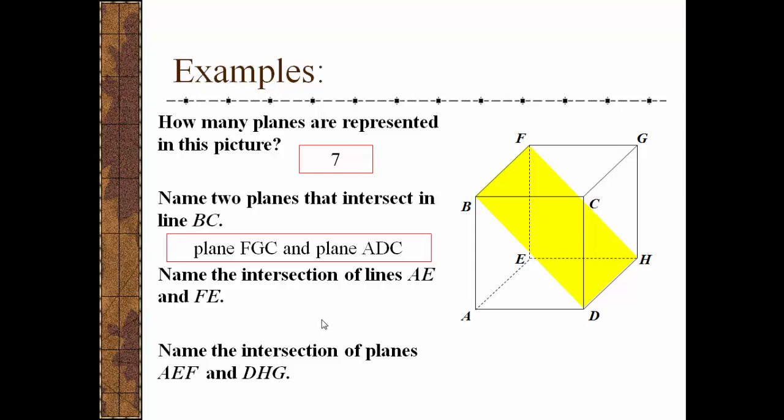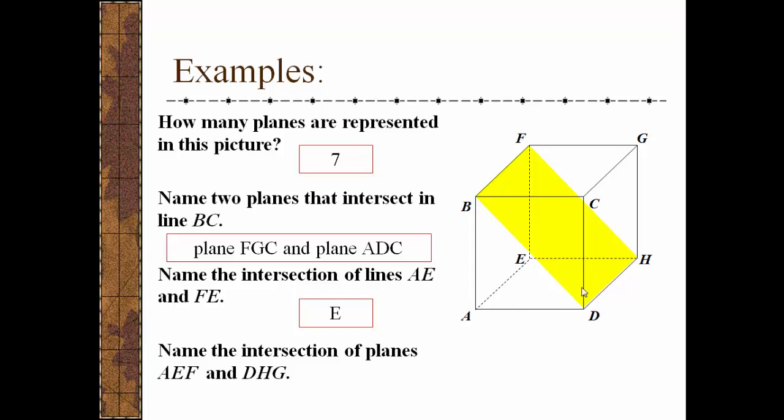Name the intersection of lines AE and FE. Well, AE is right here, FE is right here, and we know that lines intersect at a point. The point where they intersect is point E.